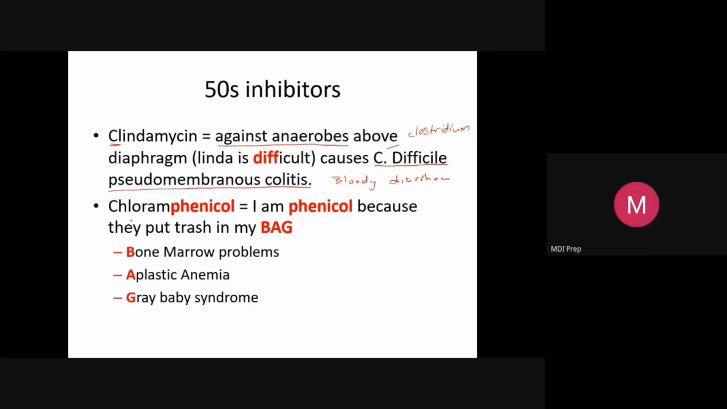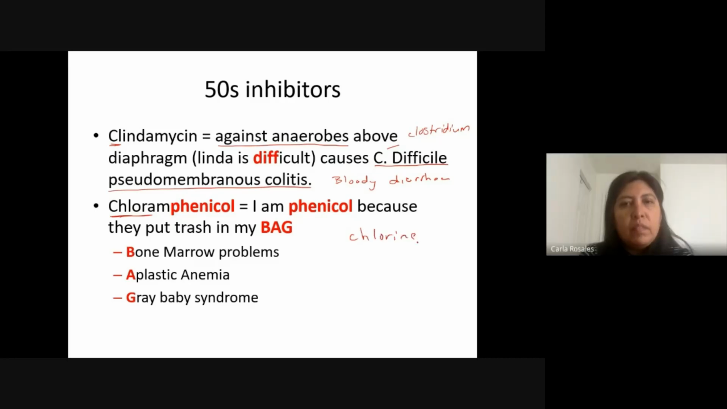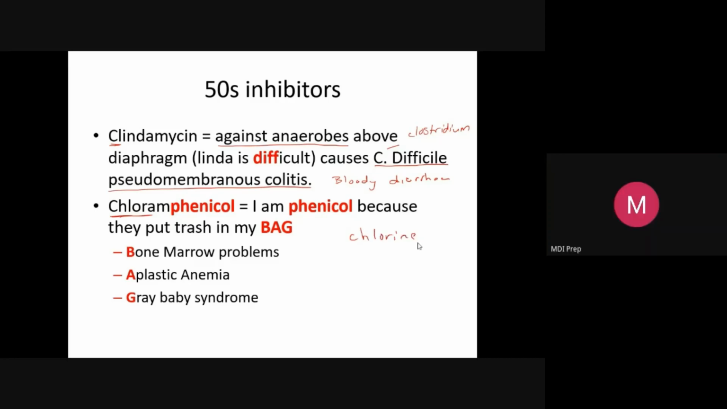Okay, good. The next one, the other C, is chloramphenicol. So always when I see chlora, I think of chlorine, right? Now this is not true, but in a swimming pool, there is chlorine. And if a baby fell into a swimming pool with chlorine, the baby would turn gray. That's not true, but it's the way to remember chloramphenicol. So always say chloramphenicol, remember gray baby syndrome.